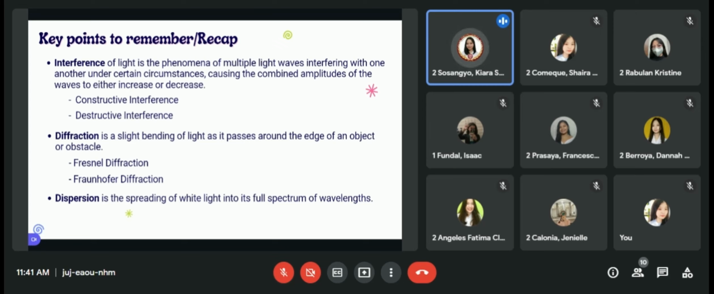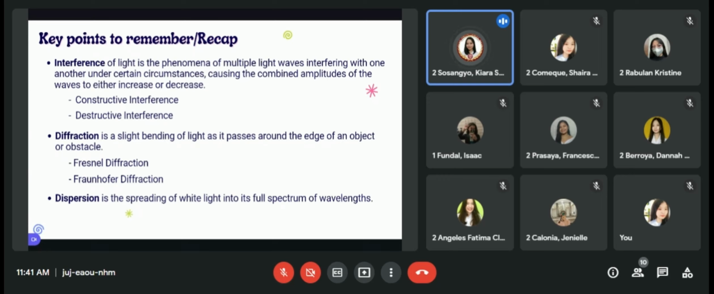Interference of light is the phenomenon of multiple light waves interfering with one another under certain circumstances, causing the combined amplitudes of the waves to either increase or decrease. There are two types of interference, which are constructive interference and destructive interference. Diffraction is a slight bending of light as it passes around the edge of an object or obstacle. There are two types of diffraction, namely Fresnel diffraction and Fraunhofer diffraction.